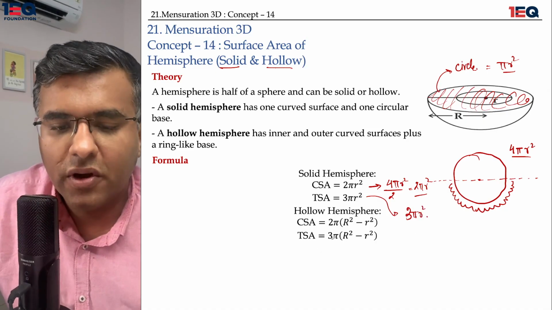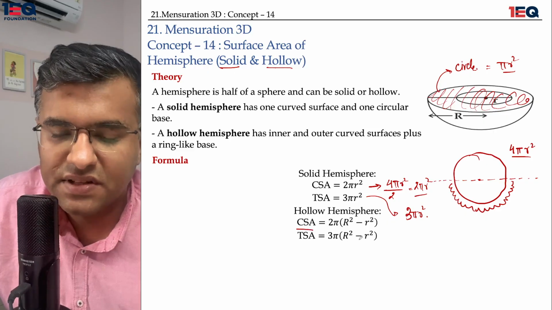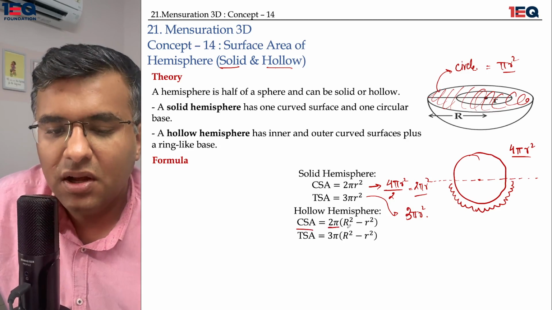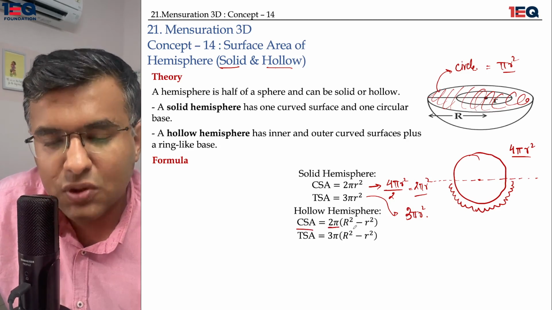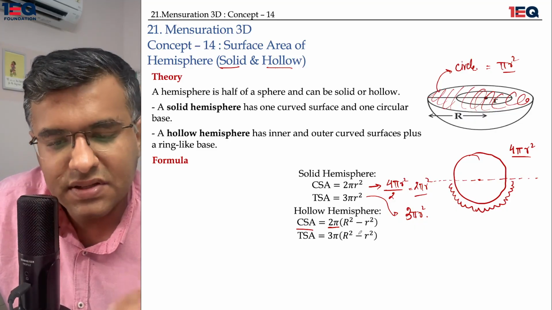Now talking about the hollow hemisphere. In a hollow hemisphere, we have a curved surface area. The same formula would be applied, that 2 pi would definitely be in the picture, but there would be a difference in the squares of the radii, because it is hollow.